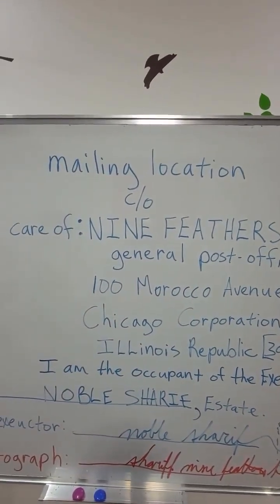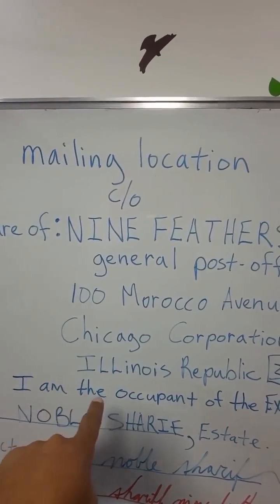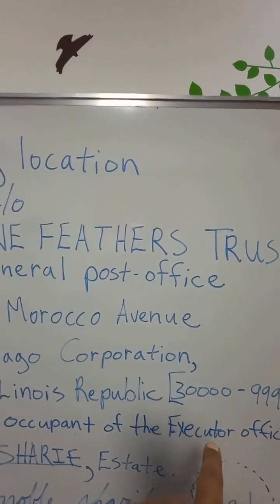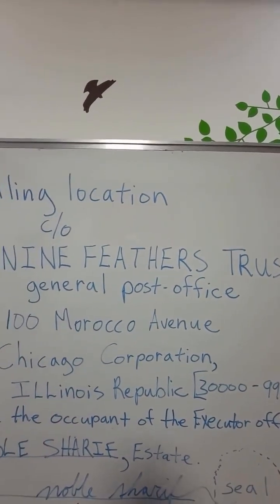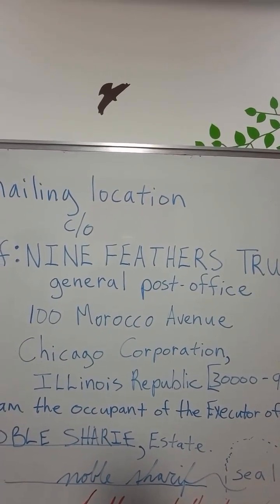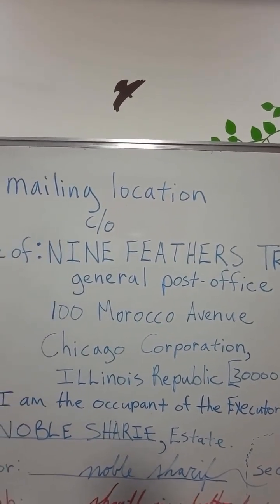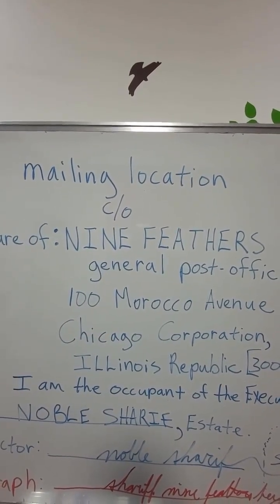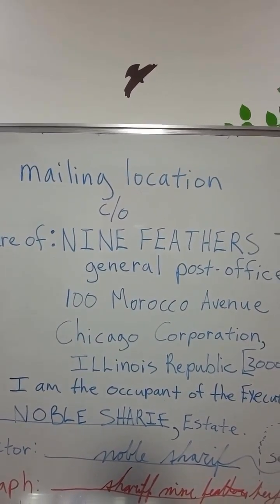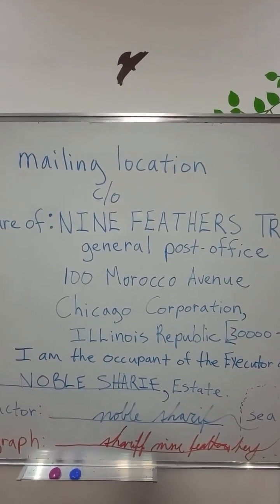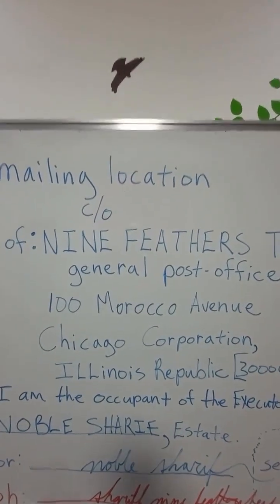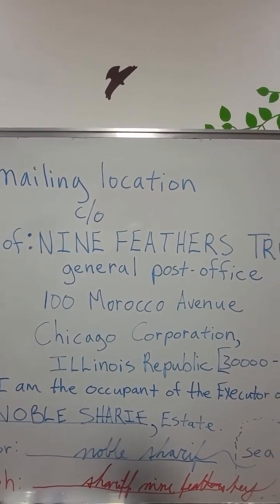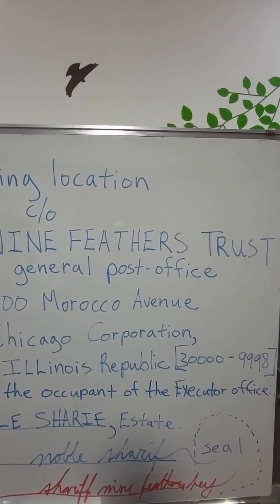Now, under that, you have: I am the occupant of the executor office. Now, the executor is the person that's over the estate of a dead person, right? So now, knowing that the all caps name, the straw name, is dead, and that you are the only one that can do anything with the all caps name, this is one way that you can set it up.